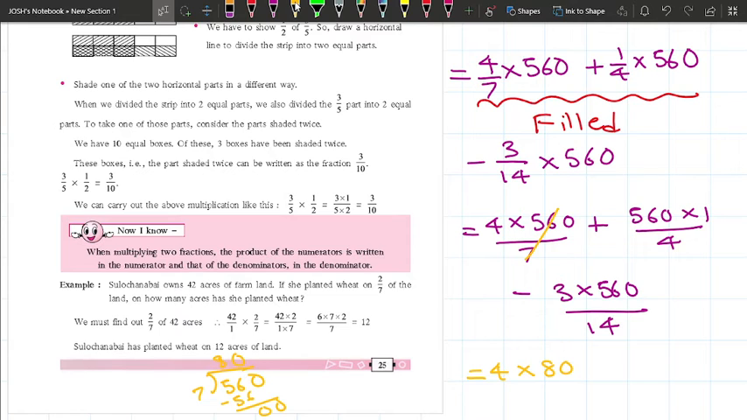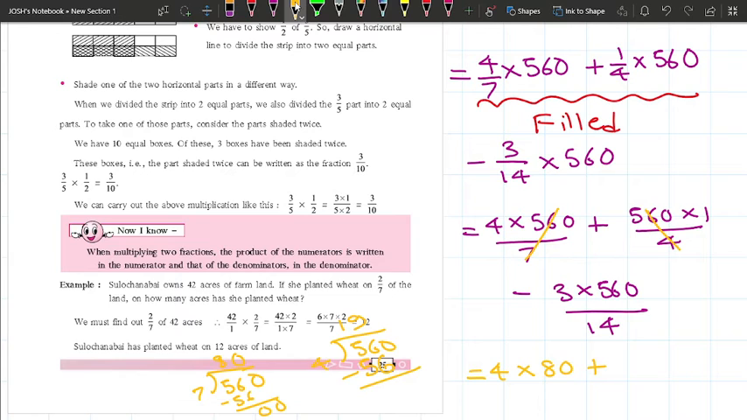But why didn't we divide? Because when you divide 4 and 7, you will get some answer in decimal points, and that answer will not be an integer or a whole number. So there is no use of doing that. Now you have to divide this 4 and 560. So let us divide 560 by 4.